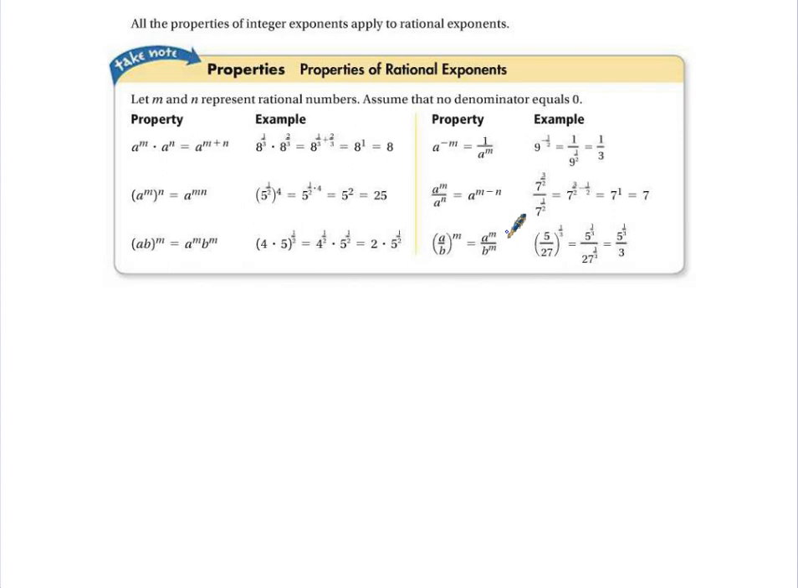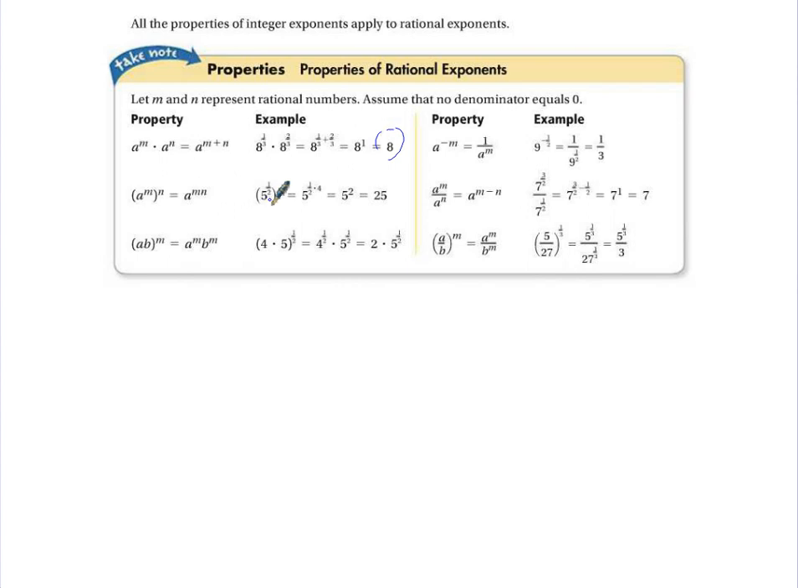So for the first example, we have like bases, 8 to the 1/3 times 8 to the 2/3. When I multiply like bases, I add the exponents. So 1/3 plus 2/3 is 3/3, which reduces down to 1. So you wind up with 8 to the first, or just 8.